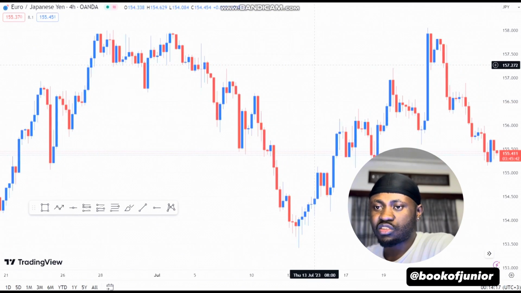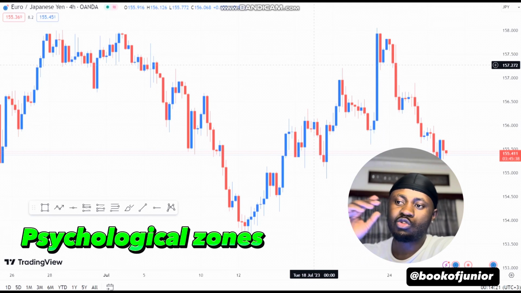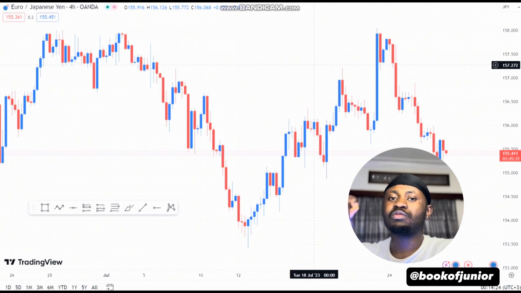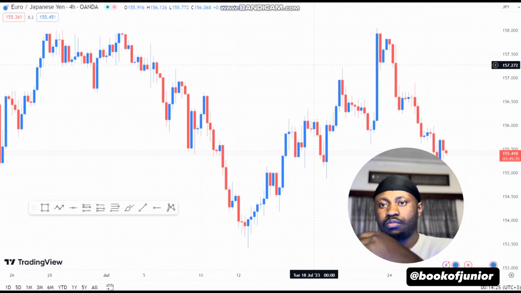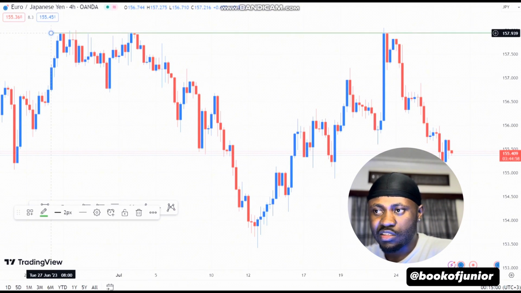So right now, what you can see, traders, is that we're going to be marking out psychological zones. We're going to create a strategy out of psychological zones. For whoever doesn't know, psychological zones are zones that act as support and resistance, as simple as that. This is what I mean. What you see up here, you're just going to use lines. So this is the zone I'm talking about right up here.